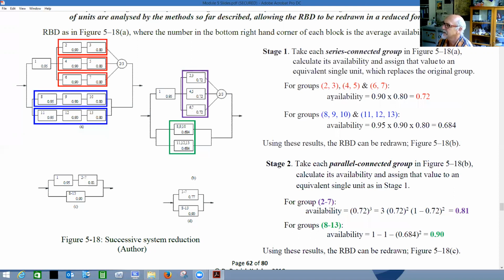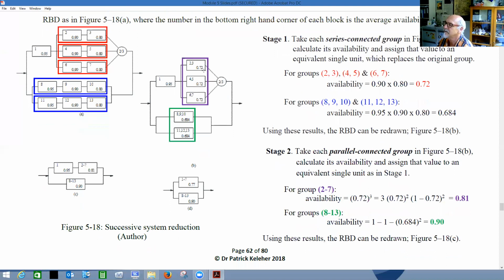Then we look at the blue ones. Again, they're all in series, so we do exactly the same thing. So we can do 8, 9, and 10, 11, 12, 13, doing exactly the same idea. So as we shift from reducing this complex looking system down to this, we can then continue with our analysis.